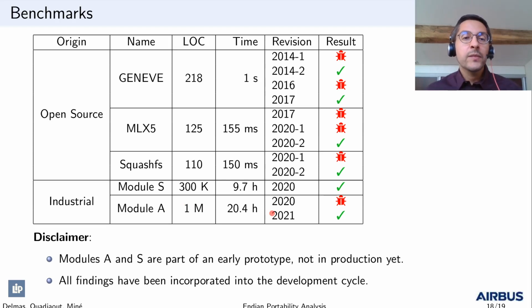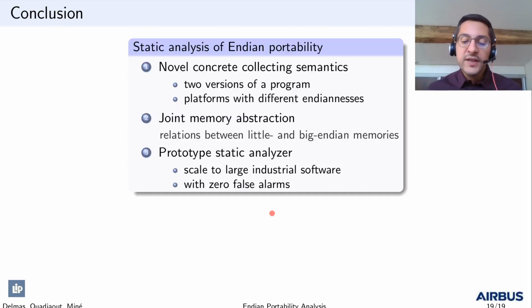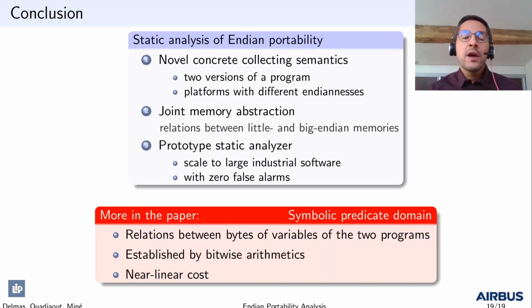To conclude, we have presented a static analysis of Endian portability based on a novel concrete collecting semantics, which relates the behaviors of two versions of a program running on platforms with different Endianness. It is based on the joint memory abstractions, which infers relations between little and big Endian memories. We have developed a prototype static analyzer able to scale to large industrial software with zero false alarms. In the paper, we also present a symbolic predicate domain we use to infer relations between individual bytes of variables in the two programs, such as those established by bitwise arithmetics.